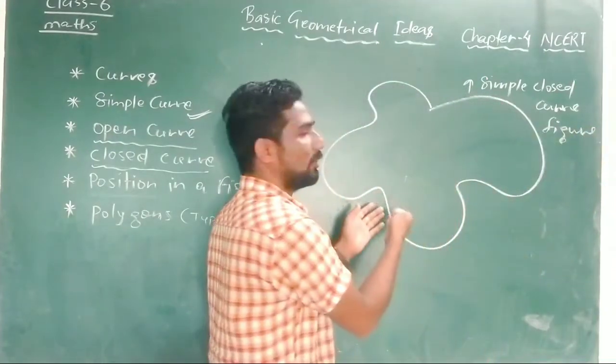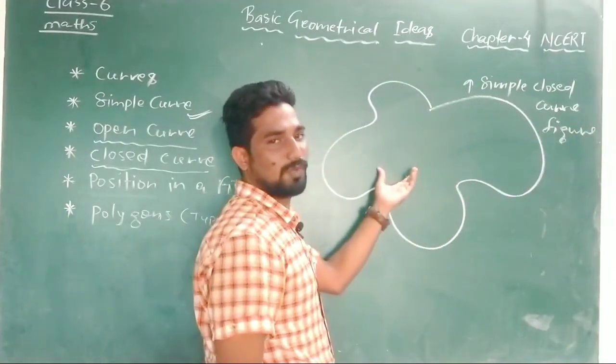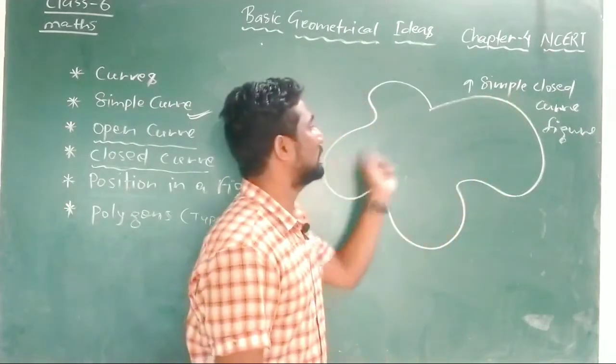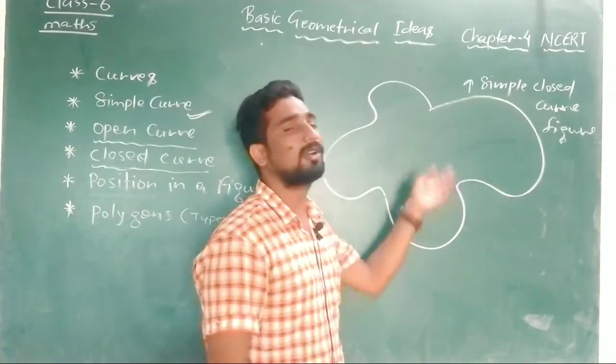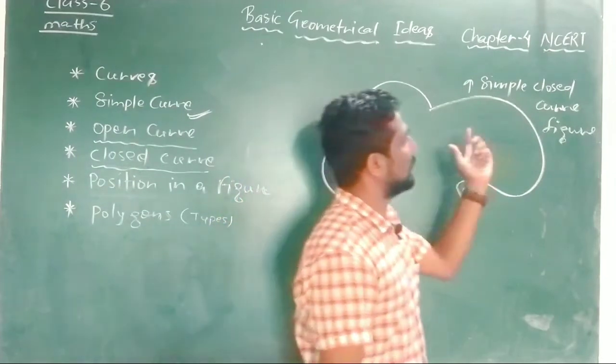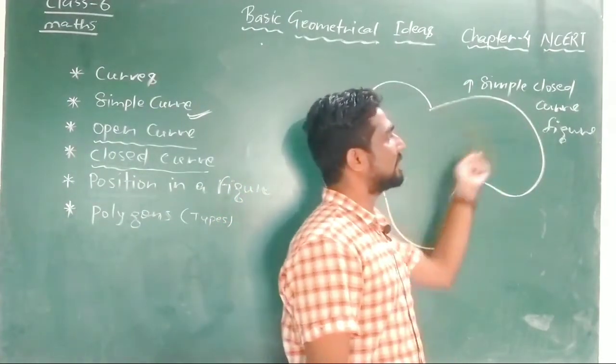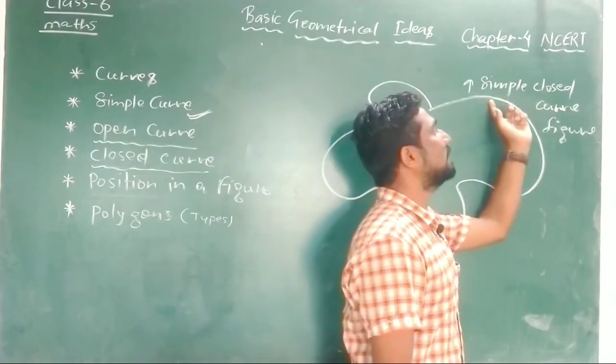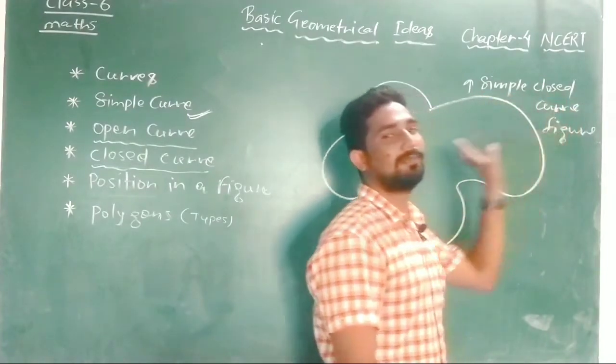And why is it called simple closed? Why is it called closed? Because you can see it is a closed one, so that is called closed, there is no problem. But why is it simple? Because you can see the line is not intersected and does not cross itself. And it is not made by a straight line, so it is called curve. So that is why this figure is named simple closed curve figure.